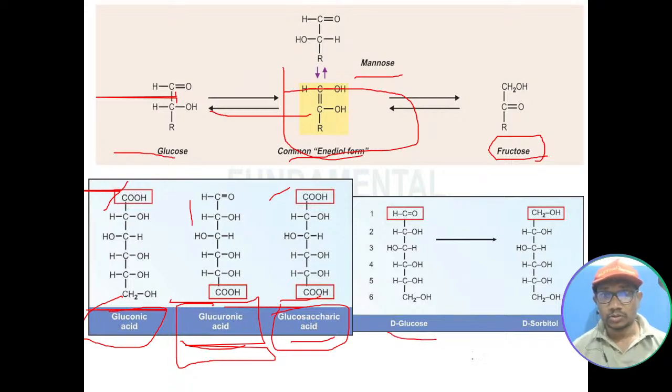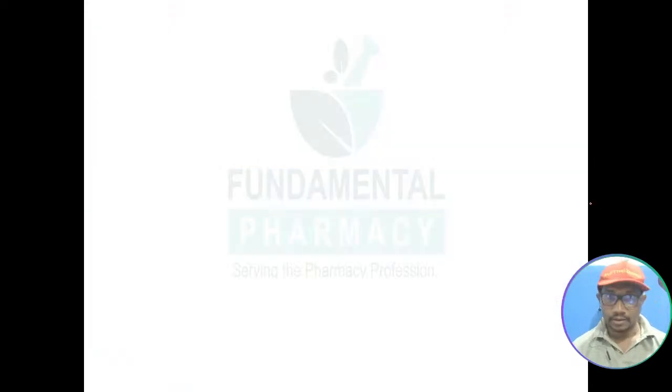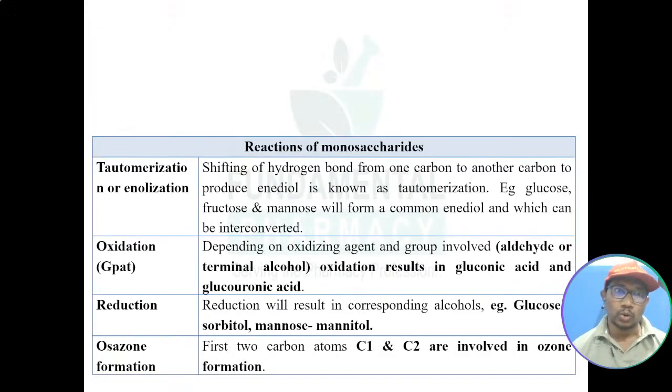Reduction of D-glucose will give you D-sorbitol. Here, reduction means addition of hydrogen, which leads to the corresponding alcohol, sorbitol. Yesterday we saw tautomerization or enolization, that is a shifting of a hydrogen from one carbon to another carbon to produce a common enediol.